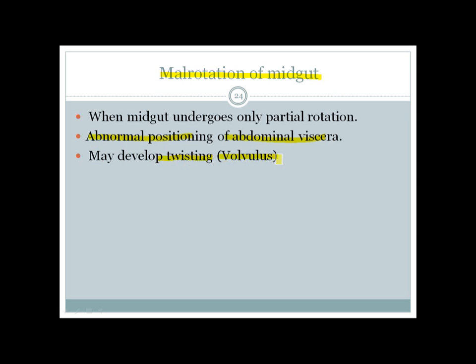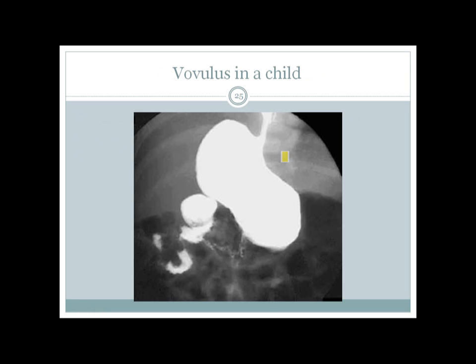So the neonate will develop features of intestinal obstruction. Here we can see a volvulus developing. And the proximal portion of the bowel is hugely distended, as the contents of the bowel cannot pass through the segment which is developing a volvulus.